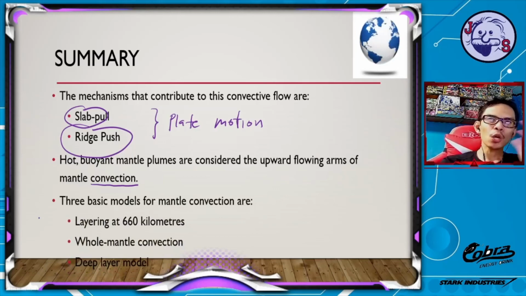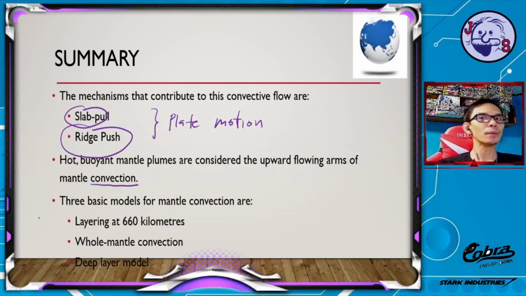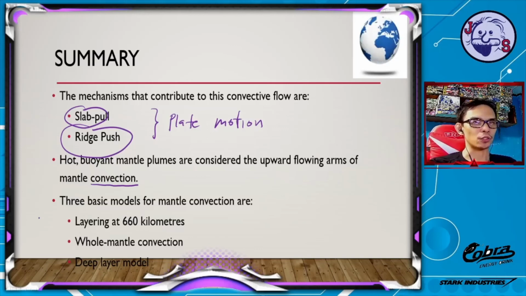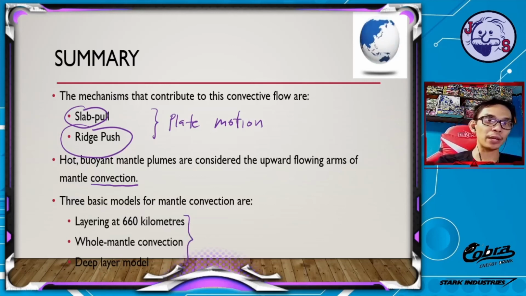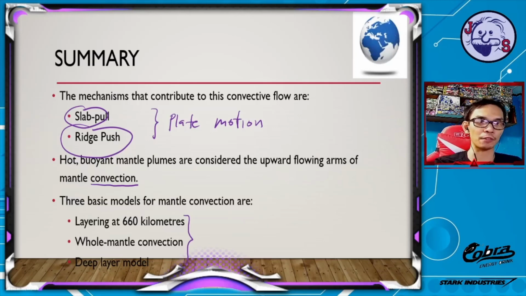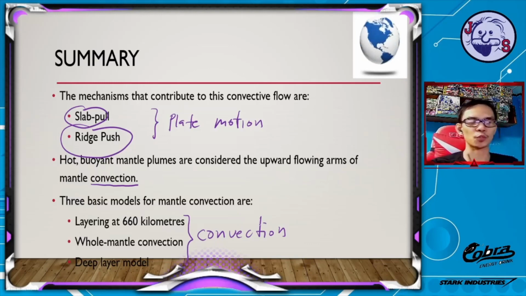And lastly, we have the three basic models of mantle convection: layering at 660 kilometers, the whole mantle convection, and the deep layer model. Just remember, guys, there are no models that are perfectly designed to explain how mantle convection works. Besides, no one has been to the mantle yet, so we cannot fully describe how this convection happens. But the good thing is, whatever model you use, it still follows the idea of convection, this heat transfer that we have right here.